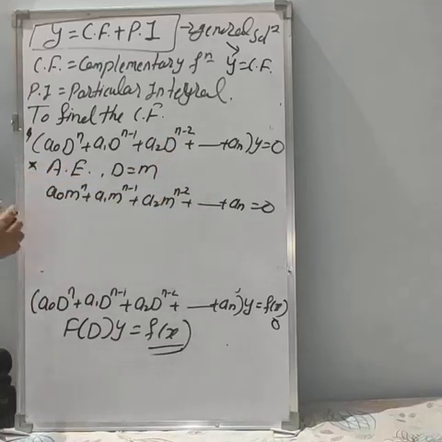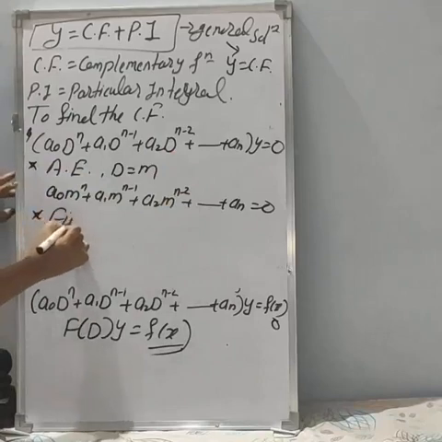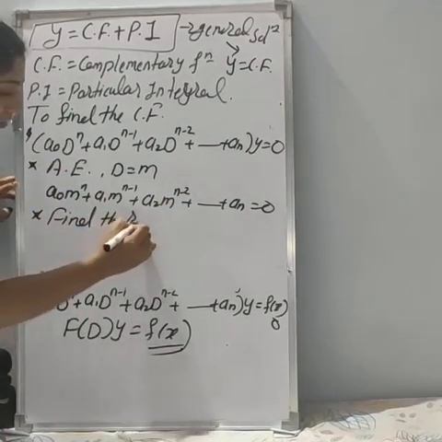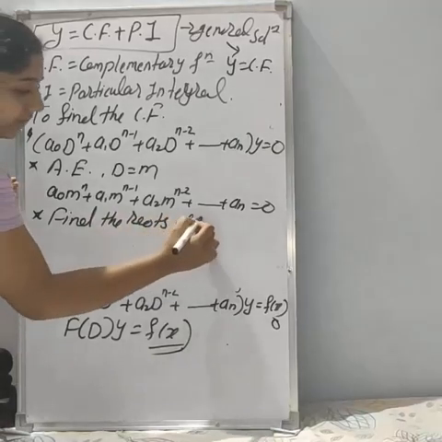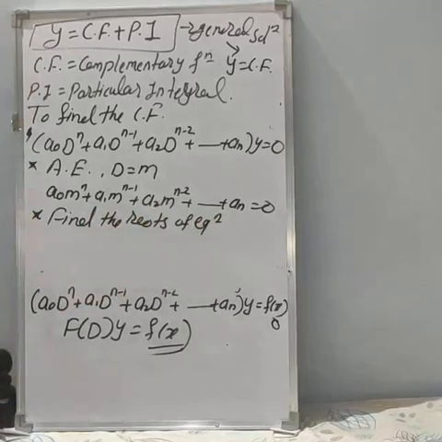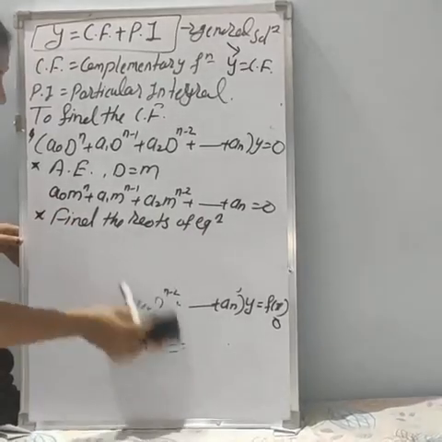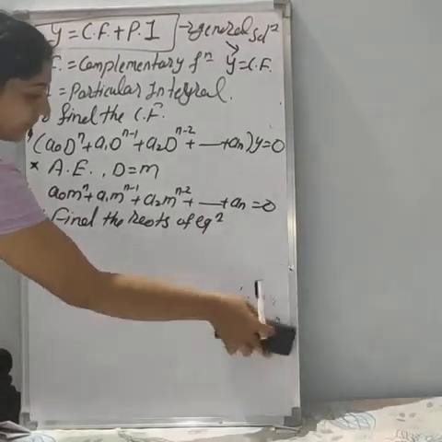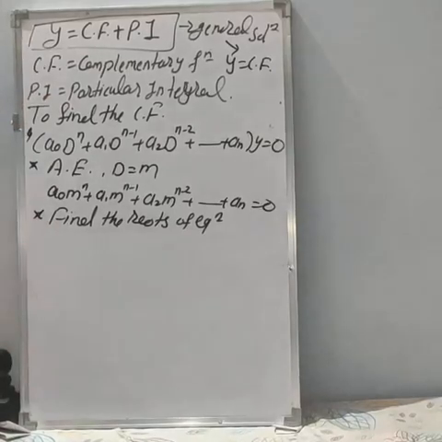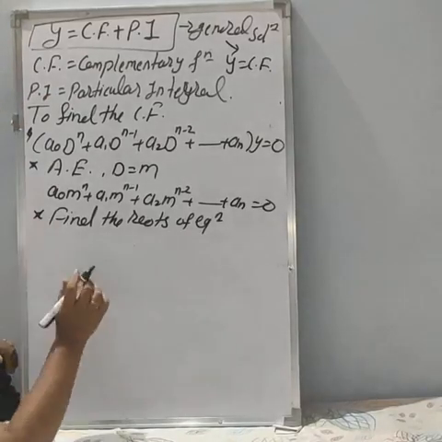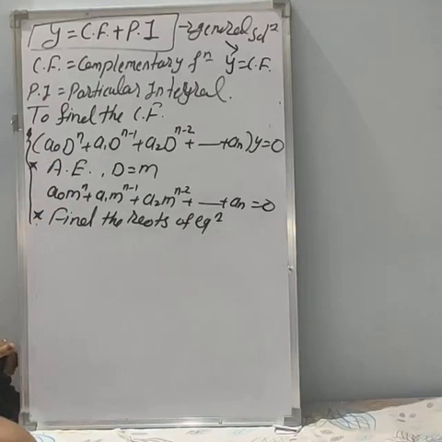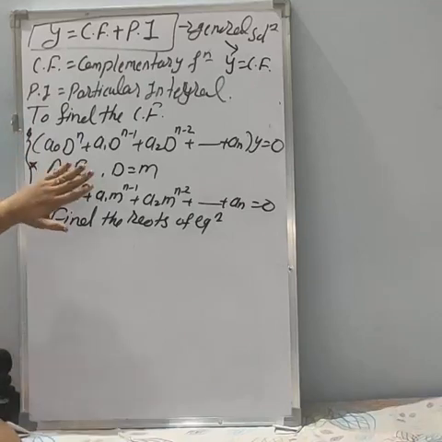Next step is to find the roots of this equation. You know how to find the roots because you studied this; it is a very basic thing using the factorization method. Depending on these roots, we have to write the complementary function. So up to this, try to understand first: to find the complementary function, equate the LHS side to 0, then write down the auxiliary equation by substituting capital D is equal to m.